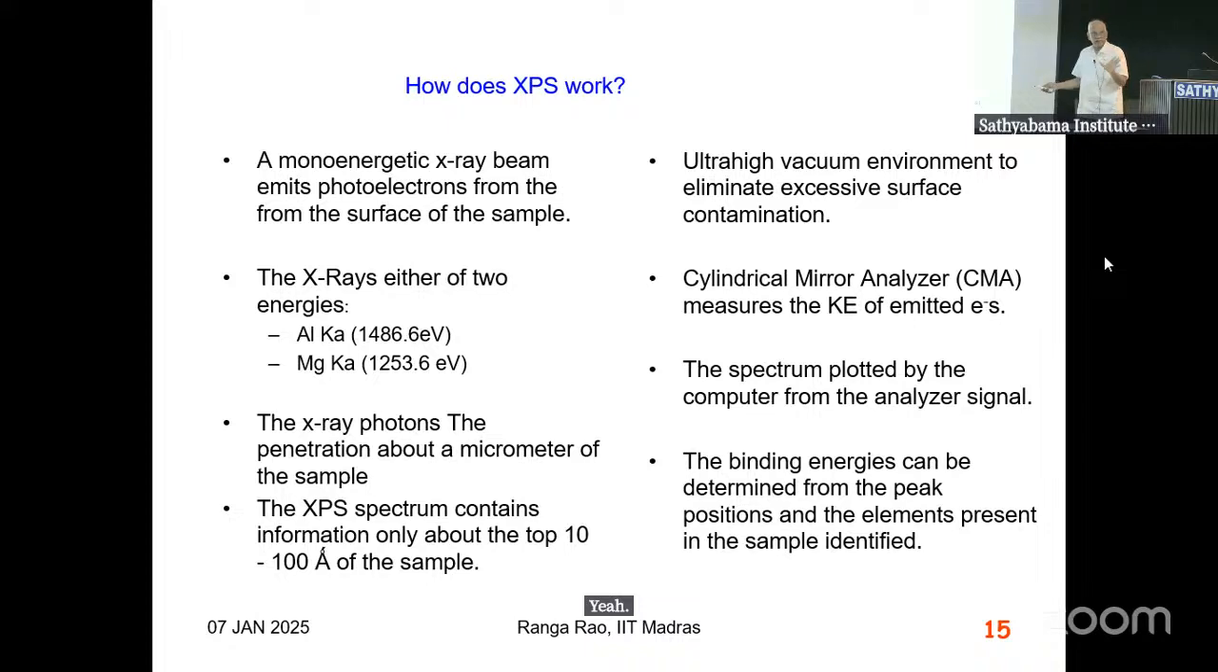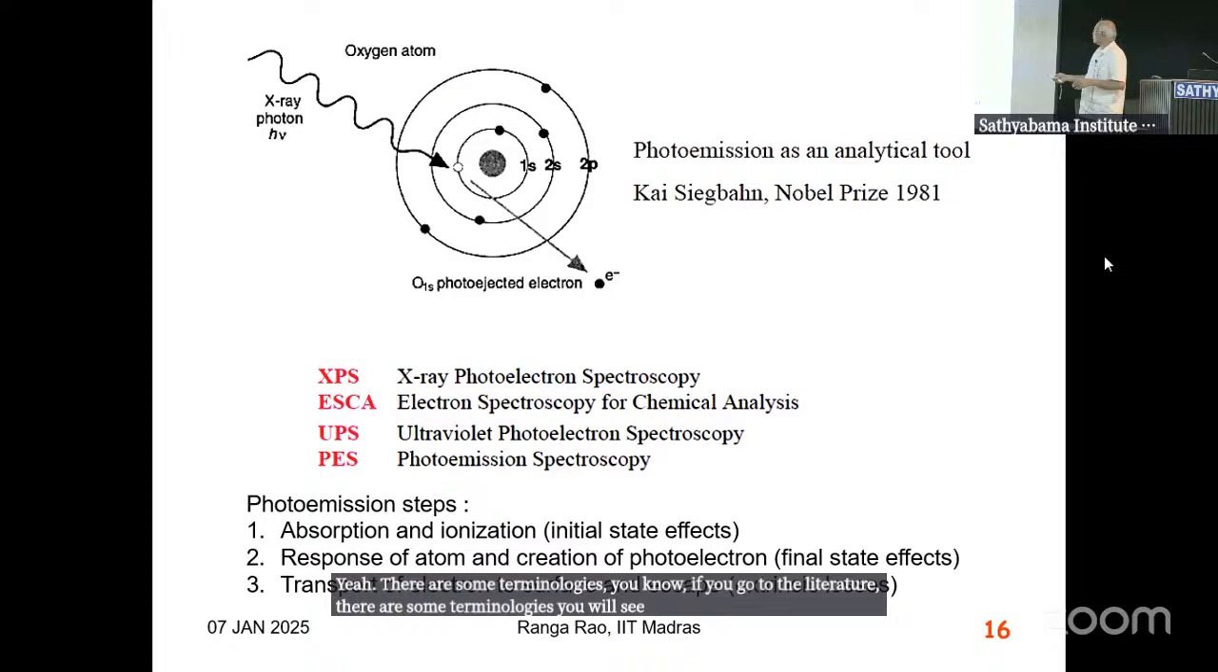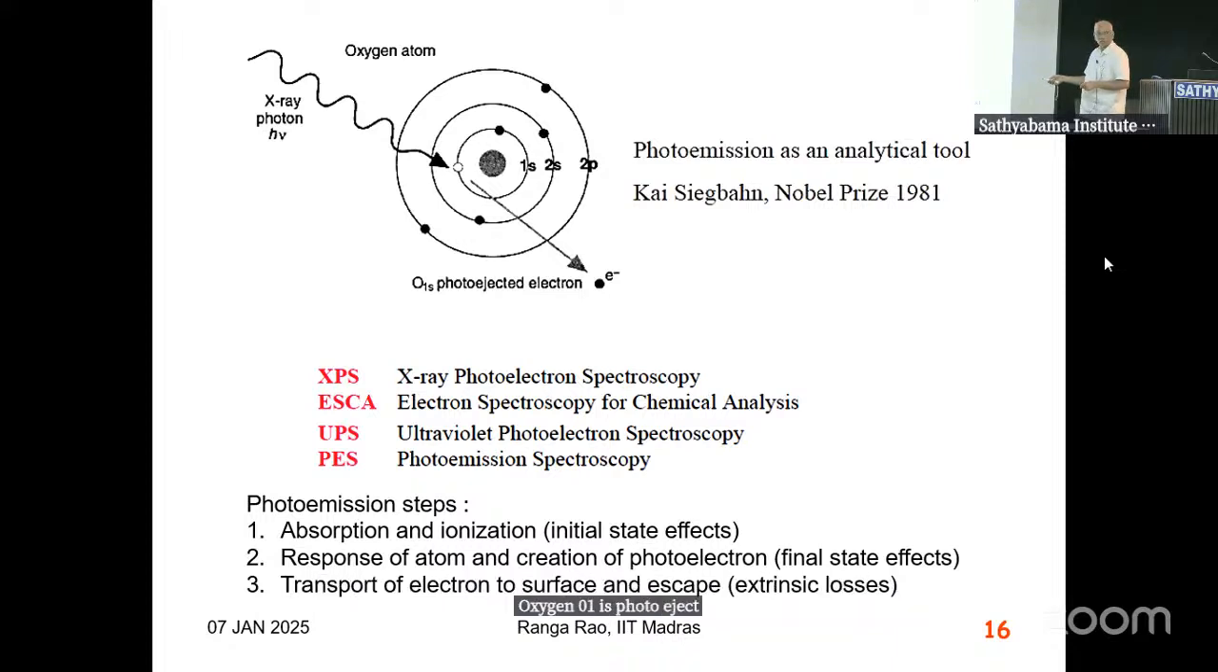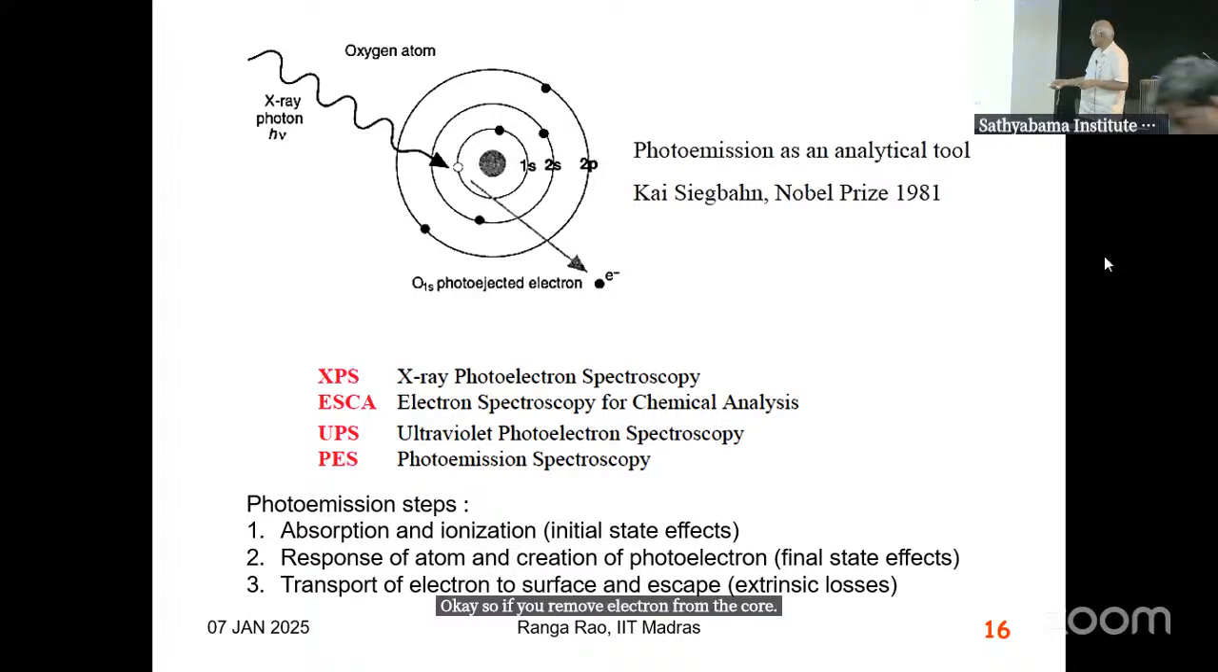There are some terminologies you will see if you go to the literature. Photoemission is an analytical tool. Let us say you have an oxygen atom and you use an X-ray photon. It is going to knock out a 1s electron from that, giving the oxygen O1s photo-ejected electron. You have 1s, 2s, 2p orbitals, which are the electrons present in the oxygen atom. If you remove an electron from the core, you call it X-ray photoelectron spectroscopy.